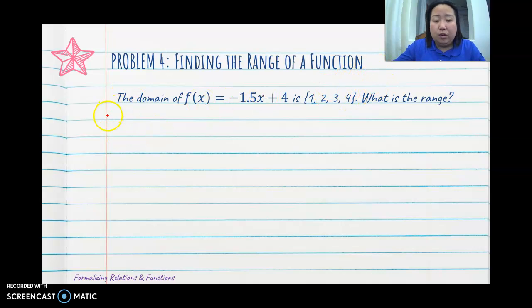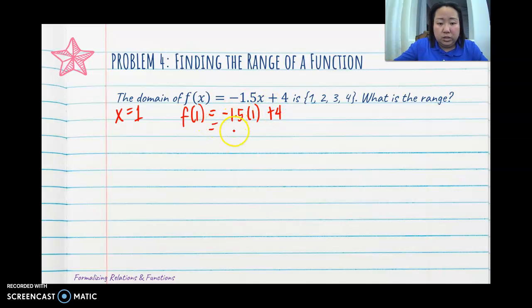So let's start with the first one. If x is equal to 1, what will be the value of your y? What will be the range? If this is f of 1, this will be negative 1.5 times 1 plus 4. So this will simply be negative 1.5 plus 4, and that is going to be positive 2.5. So when your domain is 1, the range is going to be equal to 2.5.